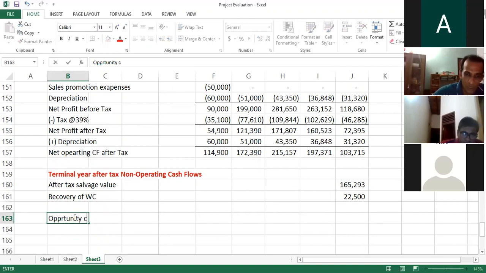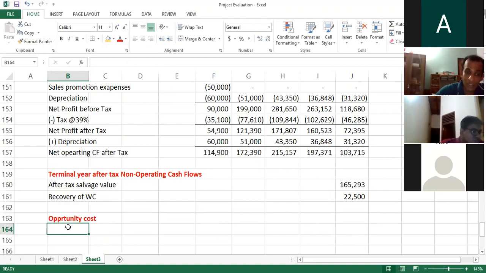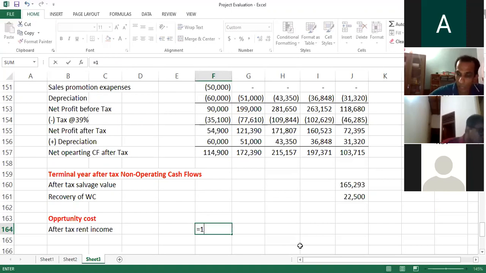Opportunity cost is a special point. That's why it is better to adjust it separately. What is the opportunity cost? After tax rent income. Because if the company starts this project, what will happen? They will lose this rent income, but we have to use after tax rent income. They will lose 15,000, but for the 15,000 they have to pay tax if they receive the income. That means what is the amount they really lose?